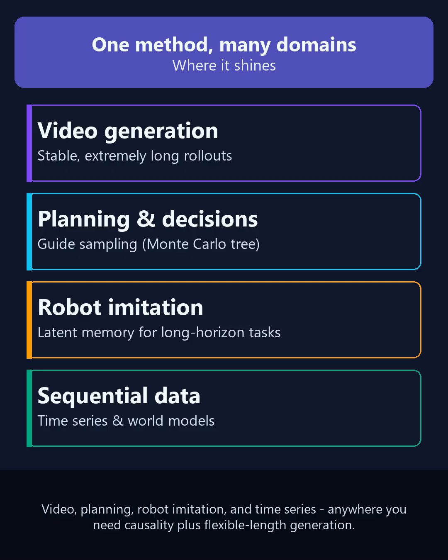Where does this shine? Video generation, where stable long rollouts matter most. Planning and decision-making, where you guide sampling toward high-reward trajectories, even with Monte Carlo tree guidance. Robot imitation learning, where built-in memory enables long-horizon manipulation. And any sequential domain, time series, world models, that needs both causality and flexible length from one model.